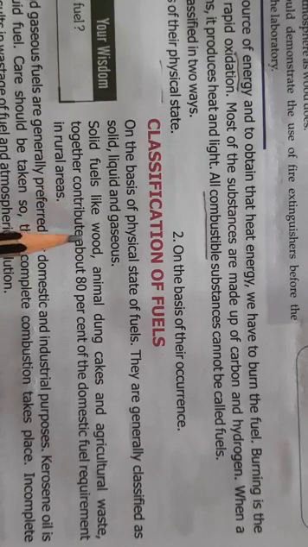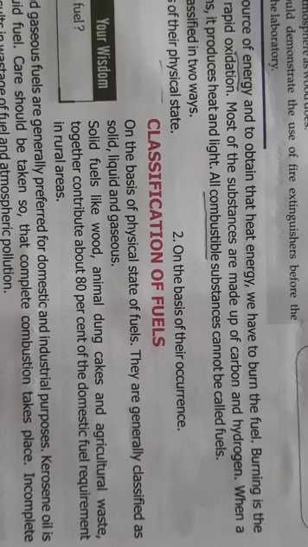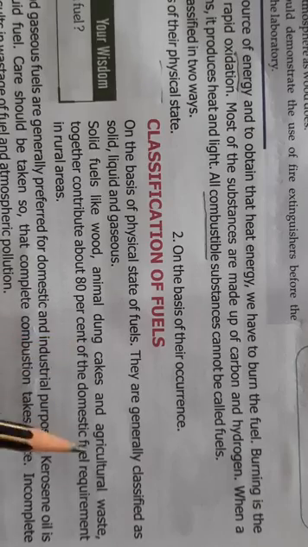What are solid fuels? Solid fuels are, for example, wood, animal dung cakes, agricultural waste. They all are solid fuels, and especially in rural areas, people use animal dung cakes and agricultural waste.